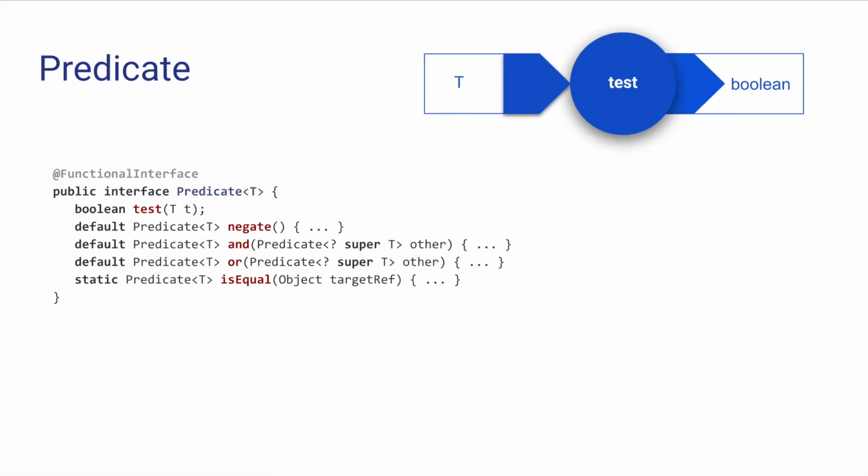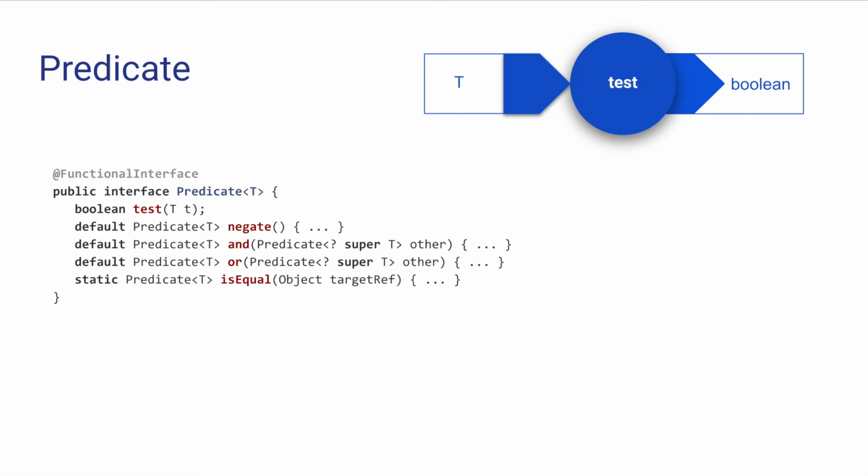Now in addition to the test method, Predicate contains a couple of more default and static methods. Let's go through them one by one. So negate, and, and or methods act as chain methods to other predicates, and you can create many combinations from these. isEqual returns a predicate that tests if two arguments are equal as per the object's equals method.